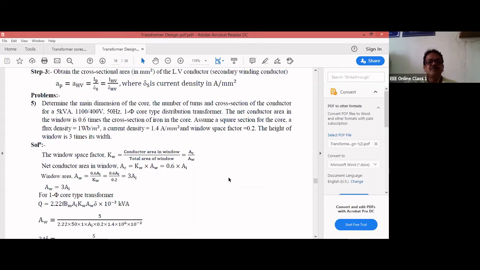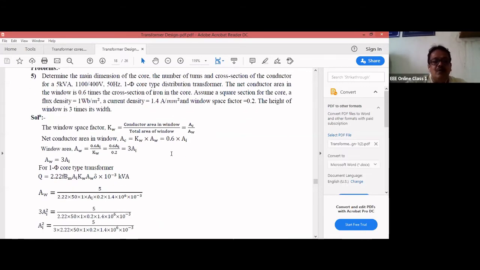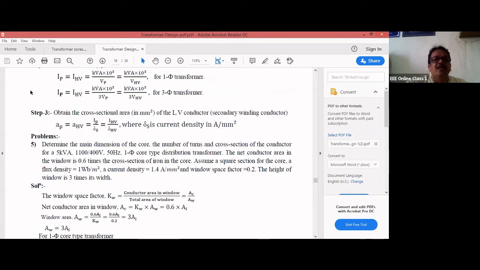Now, coming to this statement, the net conductor area in the window is 0.6 times the cross section of the iron in the core. We have a formula. What is the window space factor? The window space factor is nothing but the conductor area in the window. And the conductor area is nothing but how much copper you are going to wind on the window.